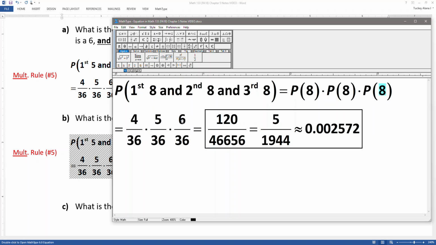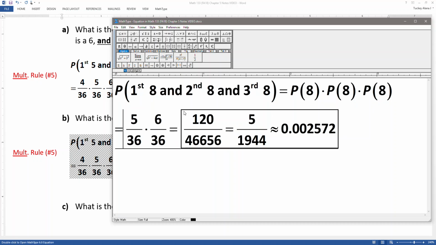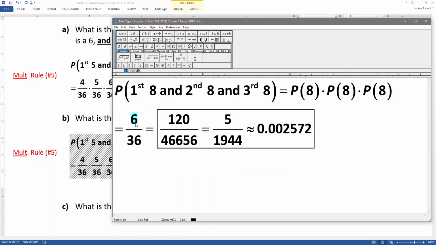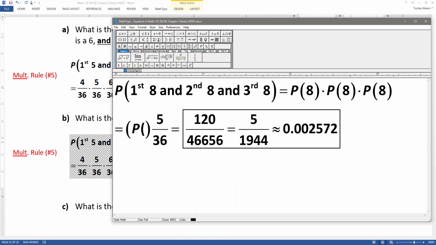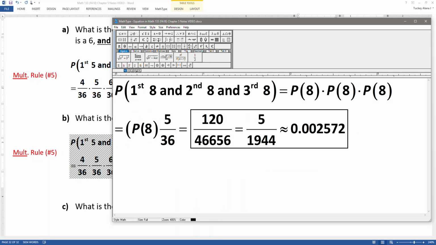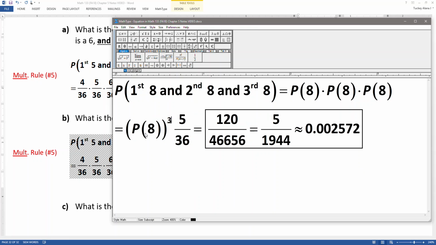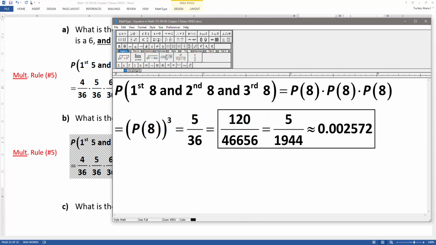So the probability of an 8 is 5 out of 36. Oh no, it's 6 out of 36, I'm sorry. Let me check myself on the table here. Nope, it was 5 out of 36. I did it right. So I'm going to take the probability, which is 5 out of 36, and I'm going to raise it to the third power.